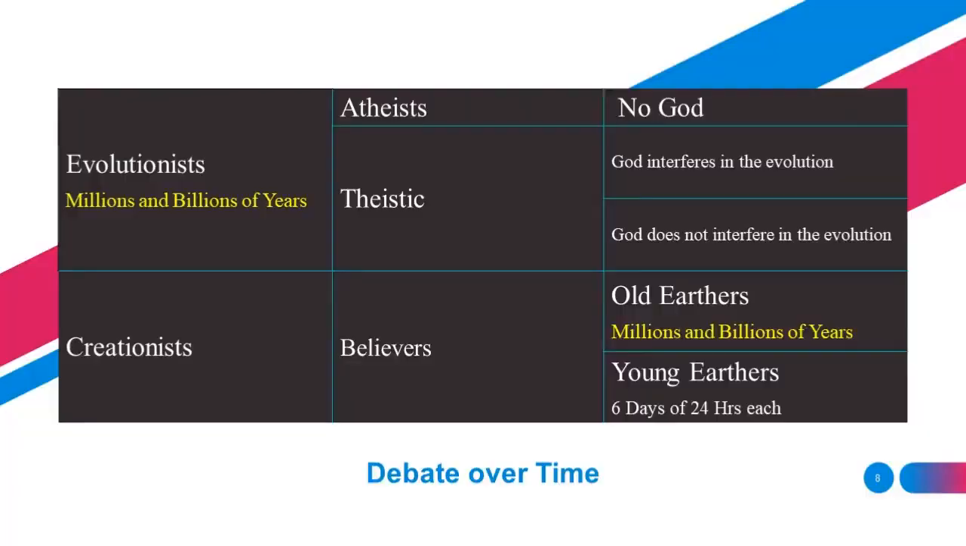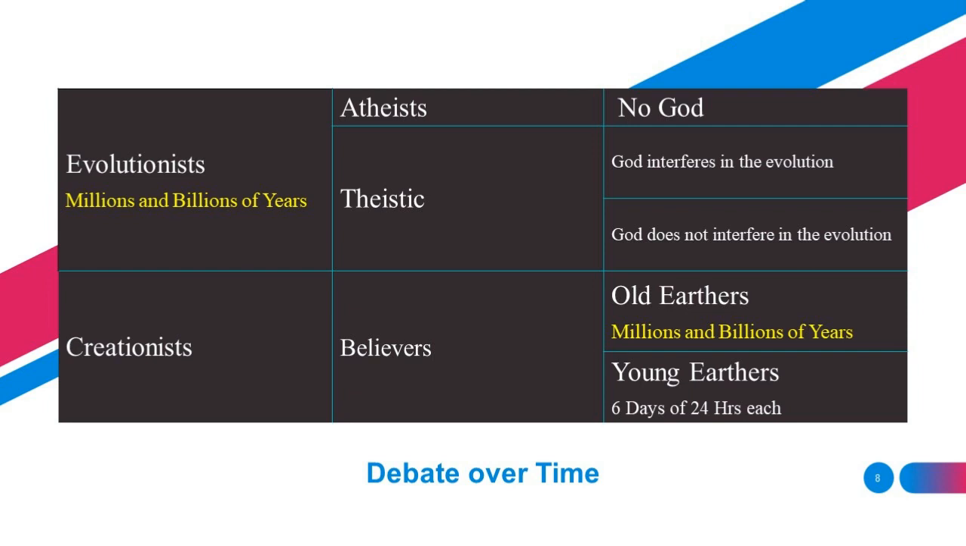Again, Gideon touched upon this. We have two major camps: evolutionists with some creationists, and creationists. Evolutionists believe in billions and millions of years, and there are two schools: the atheistic evolution and the theistic evolution. And the theistic has again two classes, if you like: God interferes in the cosmos, God does not interfere in the cosmos.